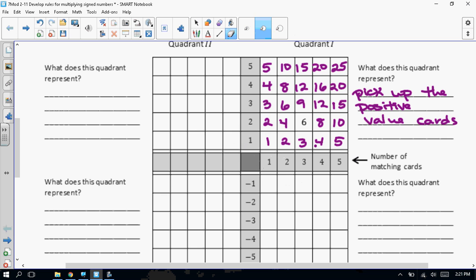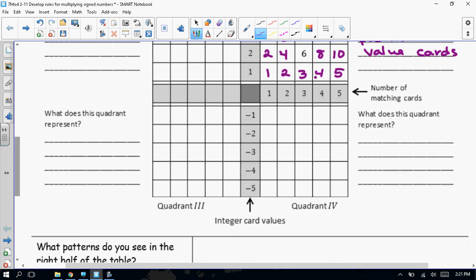Well, let's come down and go into quadrant 4. Quadrant 4 is the one right below it. So I'm going to pick up 1 card worth -1 points. So 1 times -1 is -1. Let's keep going down this time, and just work our way down. 1 times -2 is -2. 1 times -3 is -3. 1 times -4 is -4. And 1 times -5 is -5.